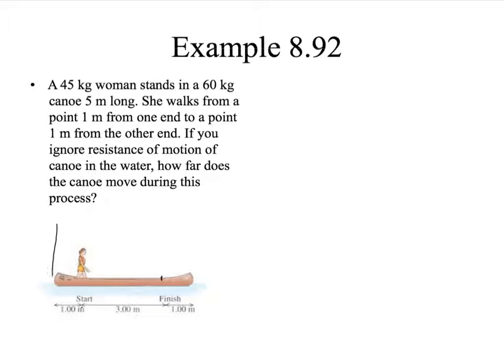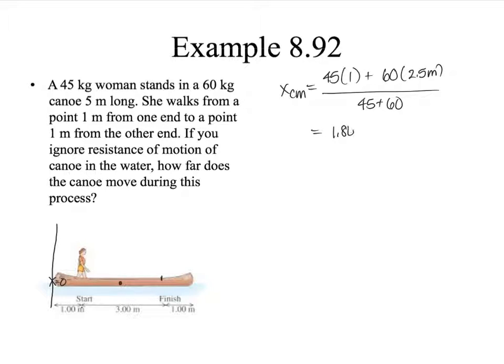I'm going to set up my coordinate system so that x equals zero is right at the edge of the canoe, and I'm going to find out where the x center of mass is for the system to begin with. I have the 45-kilogram woman, and she's at 1 meter, and then the 60-kilogram canoe. Well, the center of mass of the canoe can be located at the exact center because it's a very symmetric object, so that's 2.5 meters. And then I divide by the sum of the masses. If I do the calculation, the center of mass is 1.86 meters. So that's where the center of mass of the system is.